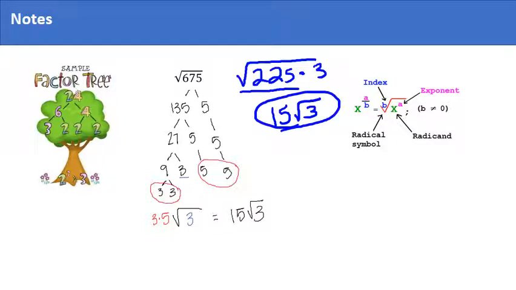Okay, you can use whatever method you want. You can use the factoring tree, and that is shown here. Break it up into the factoring tree and then figure out how many pairs you have. You circle your pairs and bring those out. Or you can figure out what perfect square goes into that number.